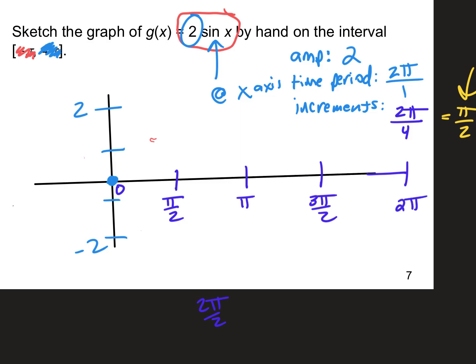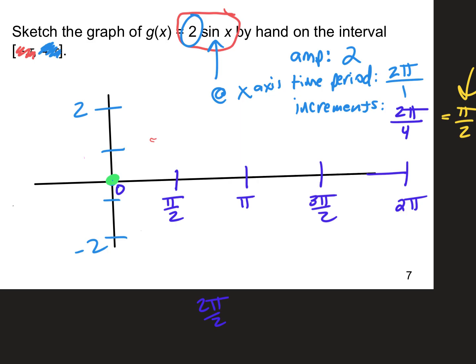And now that you guys have that all figured out, it's really easy to graph this. Again, where do we start? At the x-axis. This is a sine curve, so you're always going to start at the x-axis. How do you know which direction to go? Should I go up first or should I go down? Why should I go up? Because 2 is positive. What if it was negative? You go down. That's it.